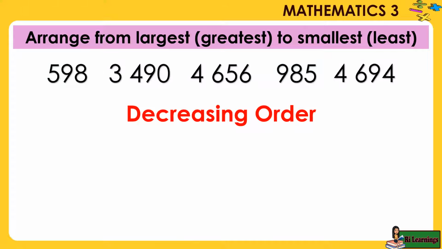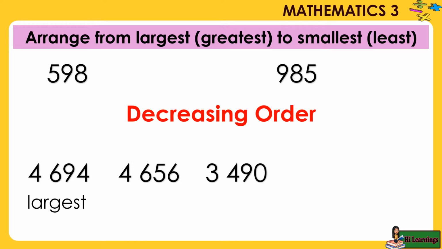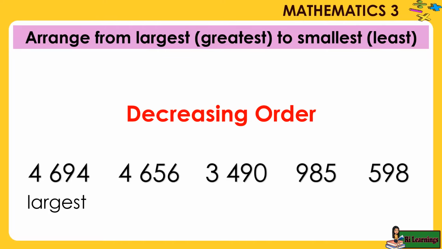Arrange from largest, greatest, to smallest, least. Decreasing order. Largest: 4,694, 4,656, 3,490, 985, 598. Smallest.